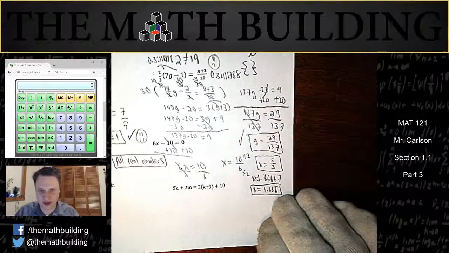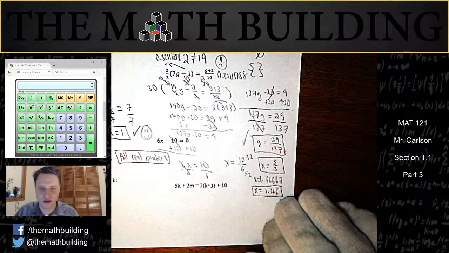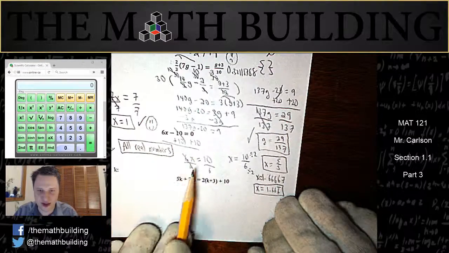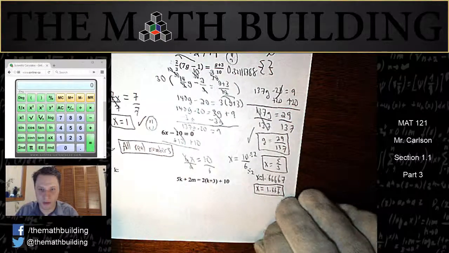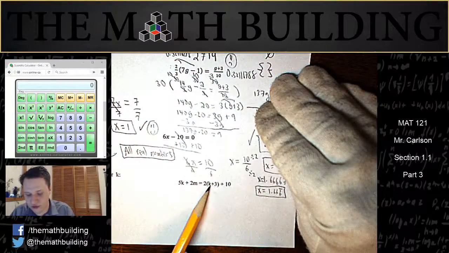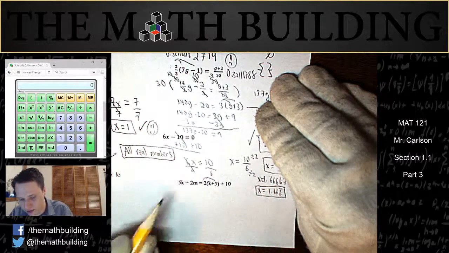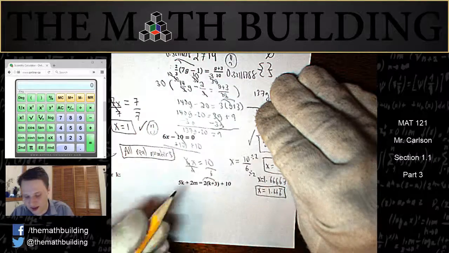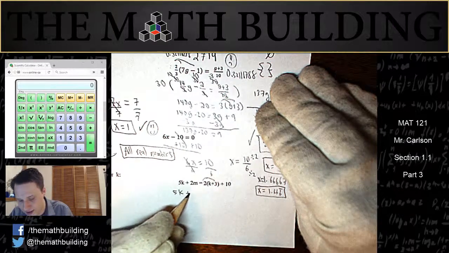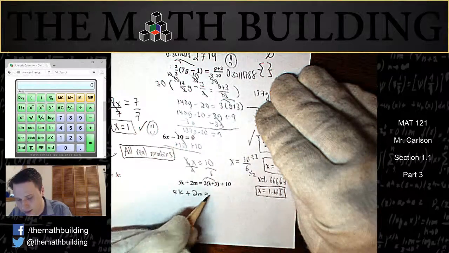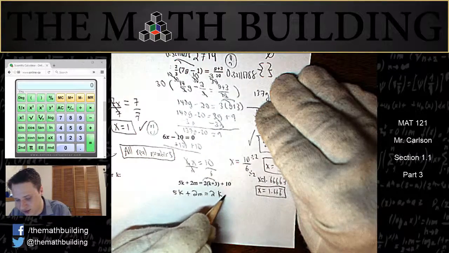I'm on track, so let's go to the next one. Solve the following for k. I see that I have k on both sides of the equation. So first we need to get this k out of the parentheses by doing the distributive property. So let's do it. This side does not have like terms, so it will not simplify. 5k plus 2m equals 2k plus 6.